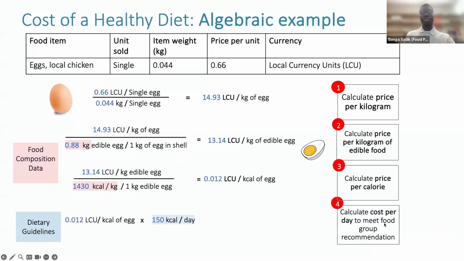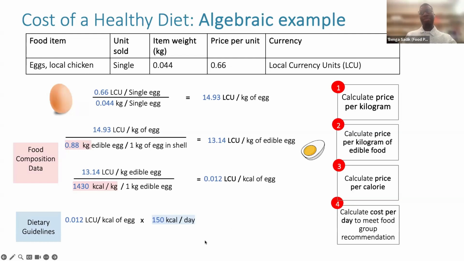that to calculate the cost per day for just eggs, we'll divide 300 by 2 because we need 2 animal source foods to give us 300 calories. So if egg would be one of our least cost items in the healthy diet basket, then we need 150 calories to come from eggs. And we've calculated the price per calorie of eggs to be 0.012 for 1 calorie.